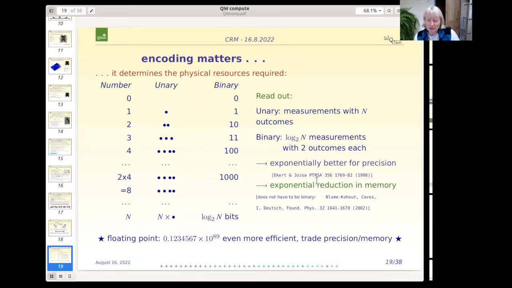So this is very general. It doesn't have to be binary, but we usually use qubits. We could use qubits if we wanted. And classical computers have even another layer of logarithmic encoding with floating point numbers, just to remember that. This trades precision for memory, but means we can represent much larger numbers in fewer qubits or bits.